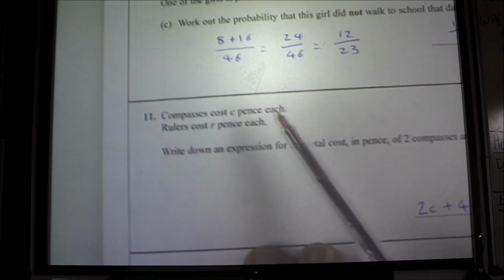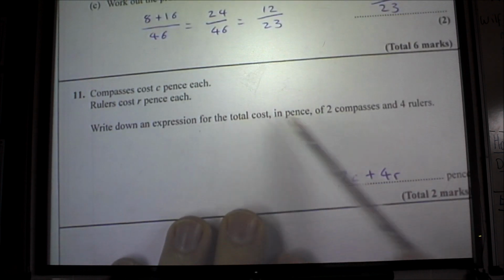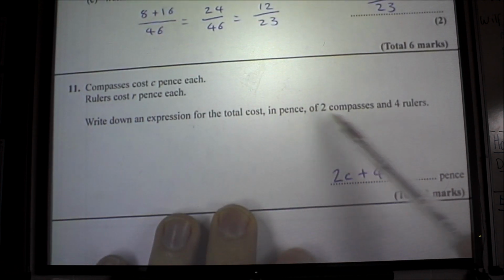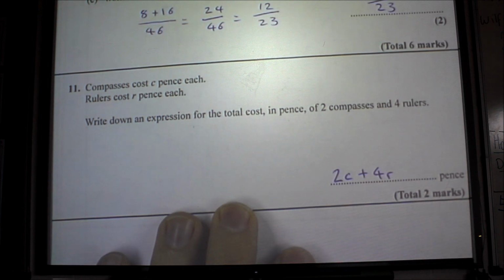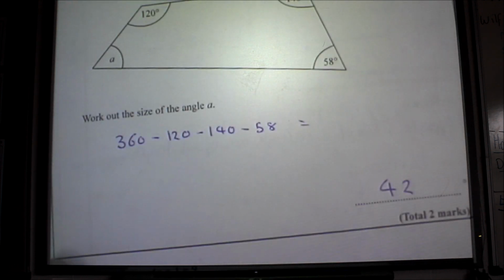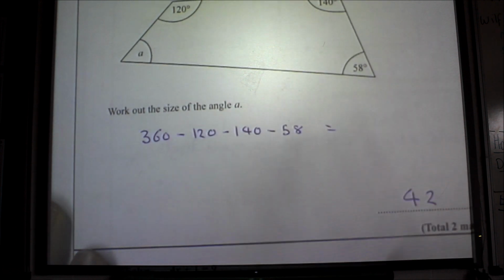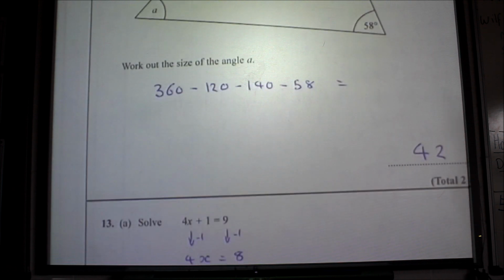Compasses cost c pence each, rulers cost r pence. Write down an expression in pence for 2 compasses and 4 rulers. So it's 2c add 4r. Question 12, work out the size of angle A. Well, there's 360 degrees in the whole lot, so 360 take away that lot is 42 degrees.